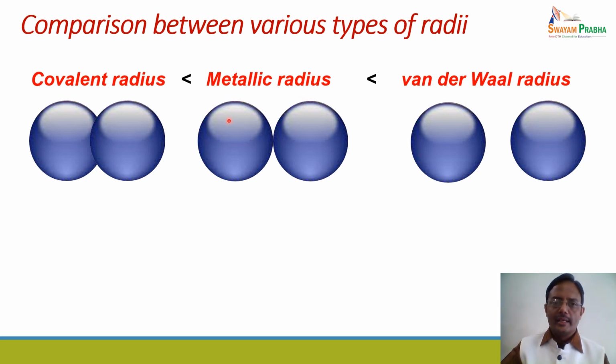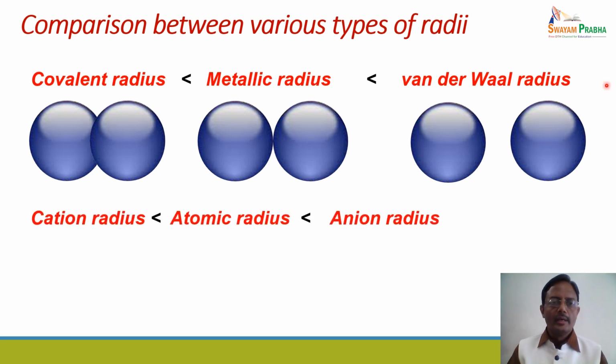When we come to metallic radius, the atoms are externally touching each other. And so, if we take half of the internuclear distance between these two, this is definitely greater than the covalent radius. And in case of van der Waal radius, the atoms are slightly away from each other, not touching each other. As a result, if we take half of the internuclear distance between these two, this van der Waal radius will be definitely greater than the metallic radius. This is a comparison between the three types of radii.